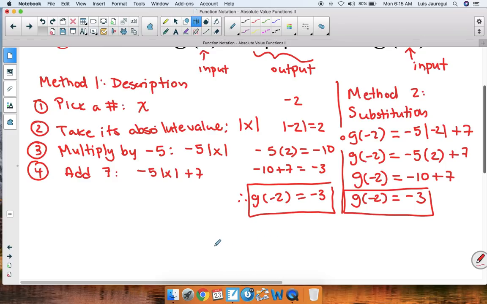Now, as an extension, we can say that we're given the point with coordinates -2, -3.